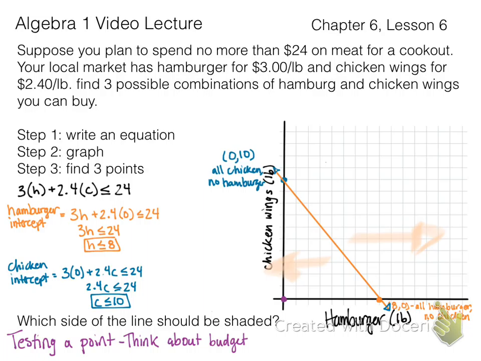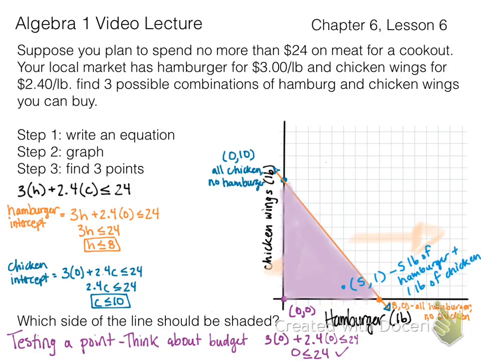So we can test this point, and it will help you think about the shading. So I'm going to test the point (0, 0). If I didn't buy any chicken and I haven't bought any hamburger, am I still under budget? Well, yes, you are, because 0 is less than or equal to 24. So it's a true statement. So I'm going to shade that region. Now, the very last question they ask is for 3 possible combinations of hamburger and chicken wings while staying within budget. Well, here's one. (5, 1), where I've bought 5 pounds of hamburger, 1 pound of chicken, and I am still under budget. Okay? That is great.